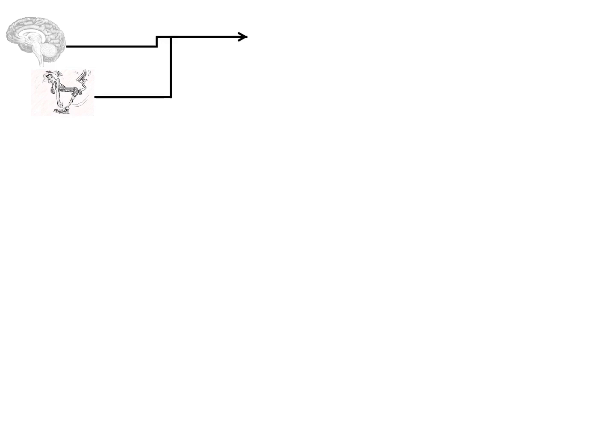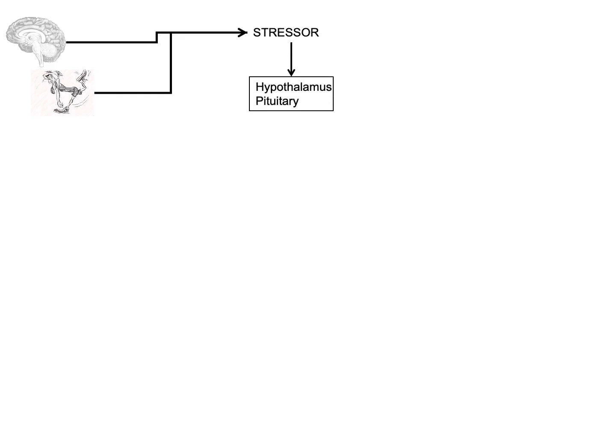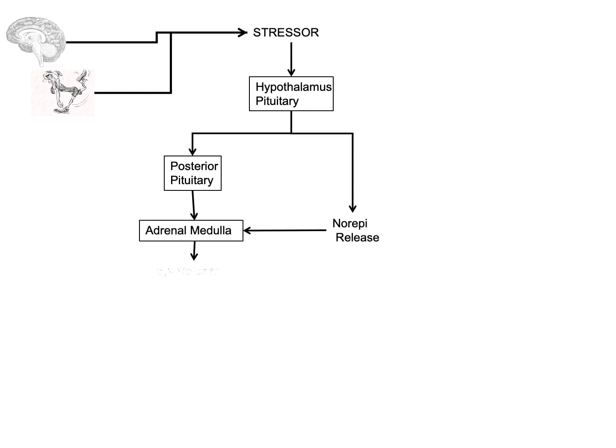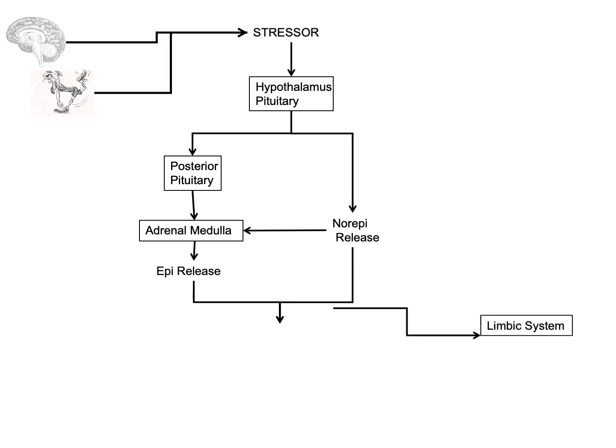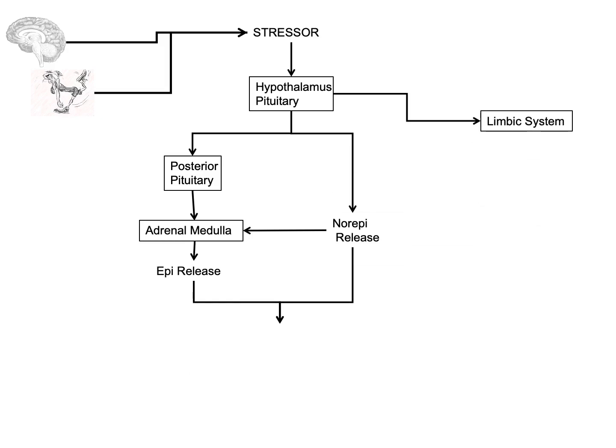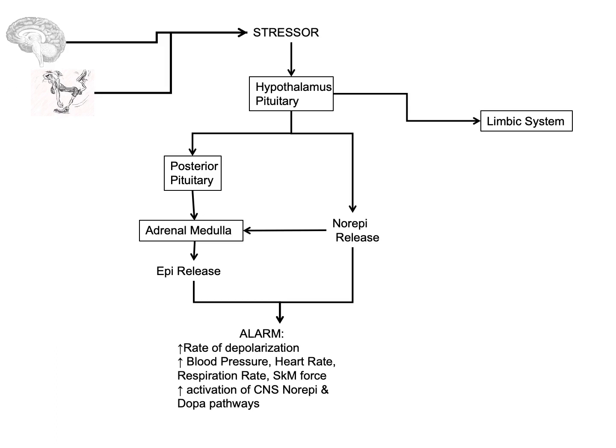So we start with a stressor. The stressor leads to a hypothalamic pituitary adrenal response. This leads to an increase of norepinephrine and an increase of epinephrine. The increase of norepinephrine and epinephrine leads to changes of the limbic system function, as well as what's referred to as the alarm phase of a stress response. We see an increased rate of depolarization. We see increases of blood pressure, heart rate, respiration rate, skeletal muscle tone or resting force.